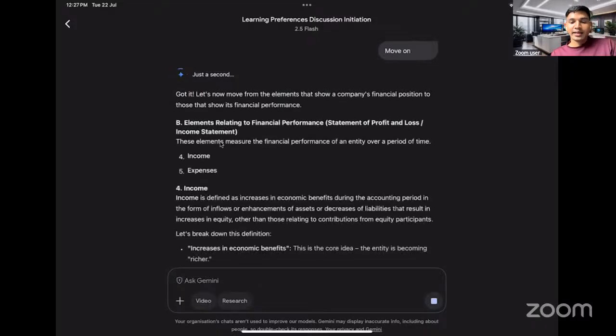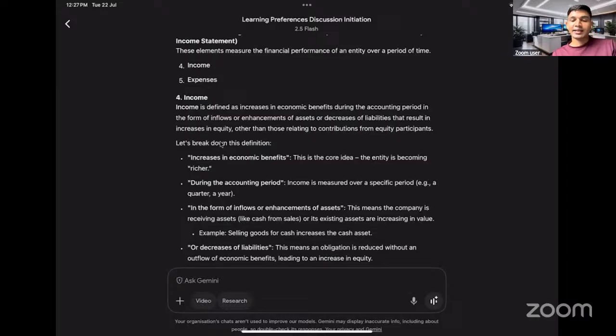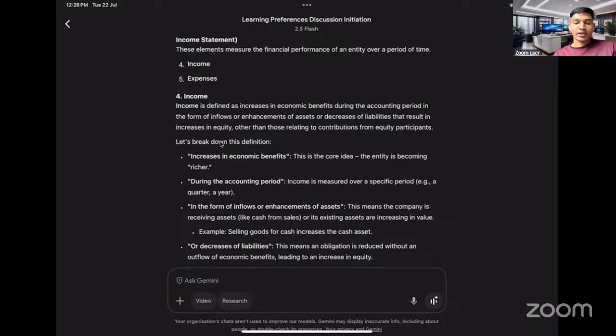Those are elements relating to the financial performance, that is statement of profit and loss or income statement. Those elements measure the financial performance of an entity over a period of time. Income and expenses. Income. Income is defined as increases in economic benefits during the accounting period in the form of inflows or enhancement of asset or decreases of liabilities that results in increases in equity other than those relating to contribution from equity participants. Let's break down the definition.